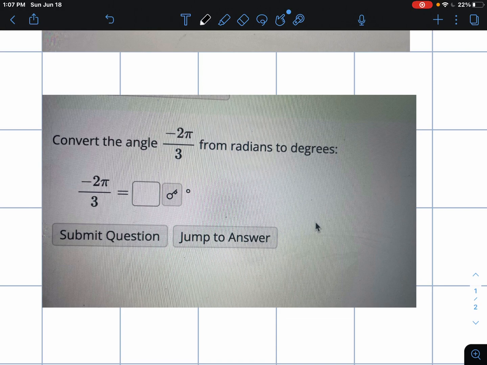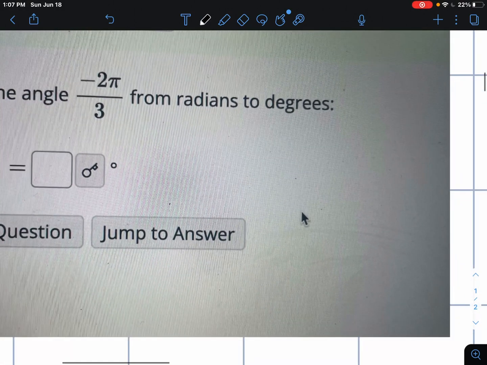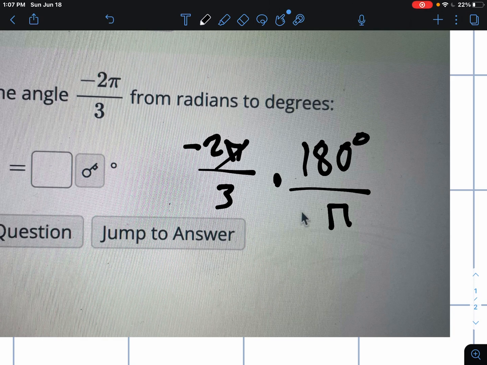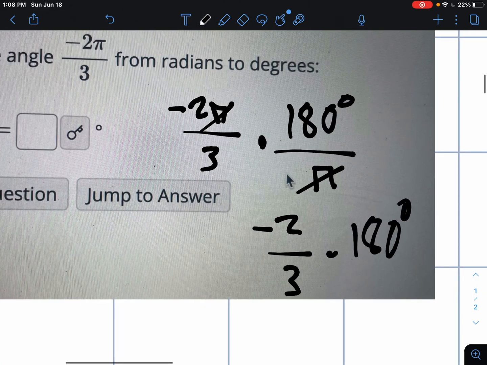The formula to convert radians to degrees, I believe, is the number of radians times 180 degrees all over pi. So we have negative 2 pi over 3 radians times 180 degrees all over pi. Immediately I can see that we can cancel out the pi. So that would be negative 2/3 times 180 degrees. Go ahead and put a 1 over there.